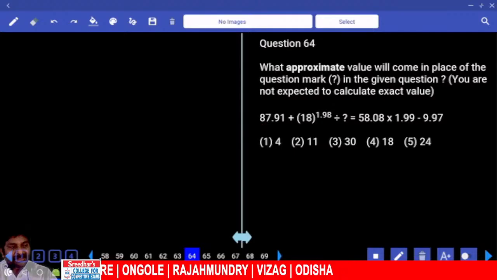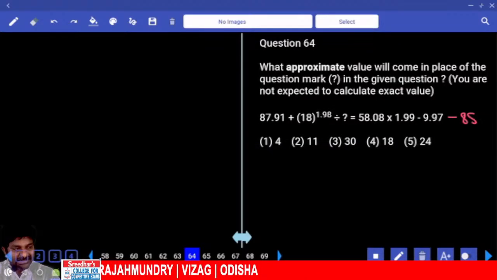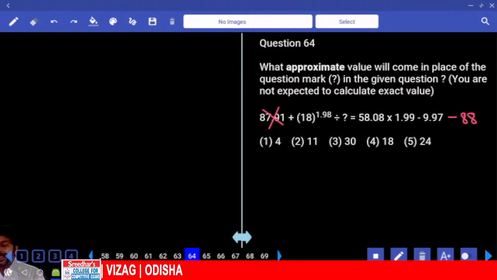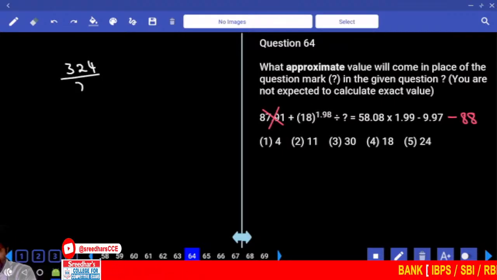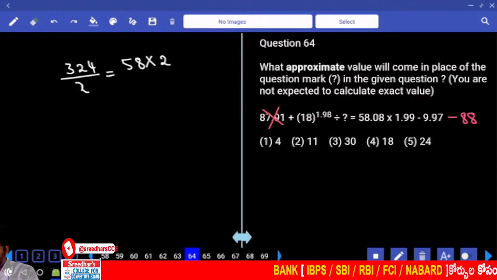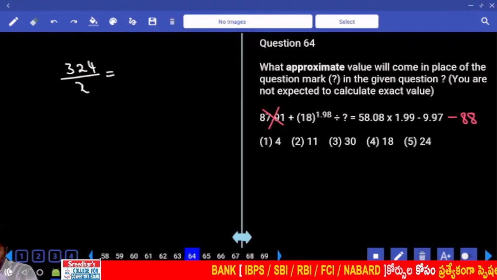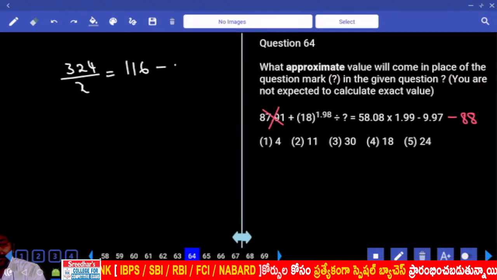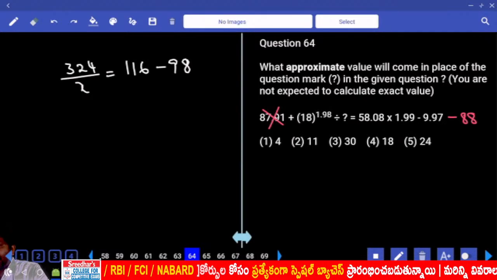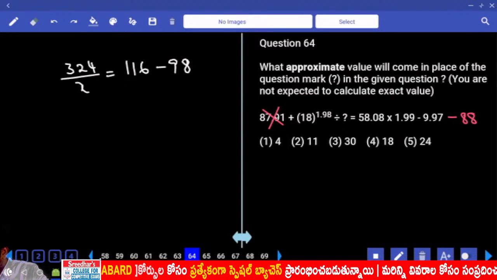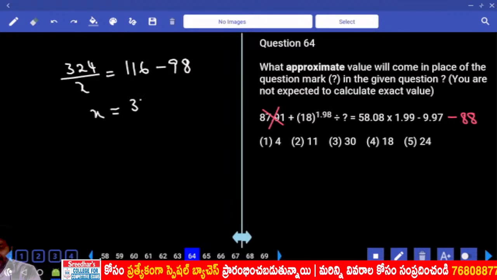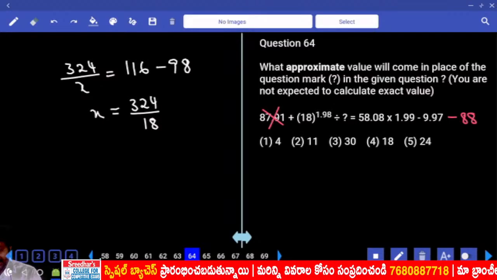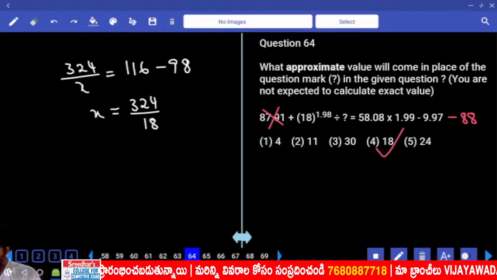$88. Take that number to the right hand side. Minus 88. Is that okay? 18 to the power of 2. 324 by x is equal to 58 into 2. How much is it? 116 minus 10 minus 88 minus 98. Instead of 98, you subtract 100, add 2, 18. Then x value will be equal to 324 by 18. Answer 18. 18 square by 18.